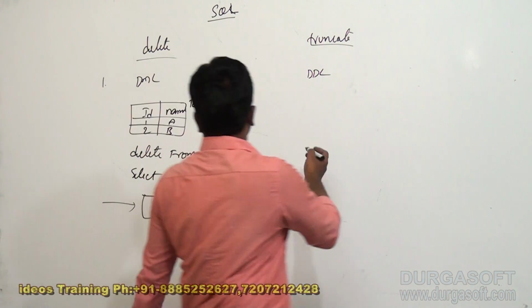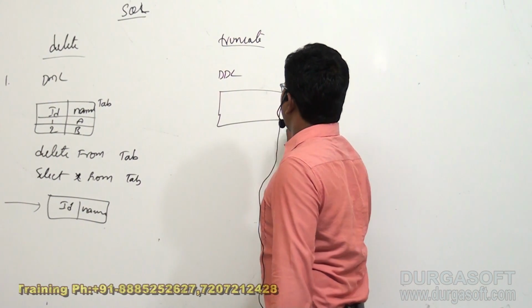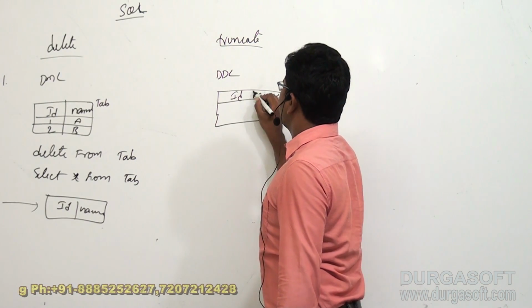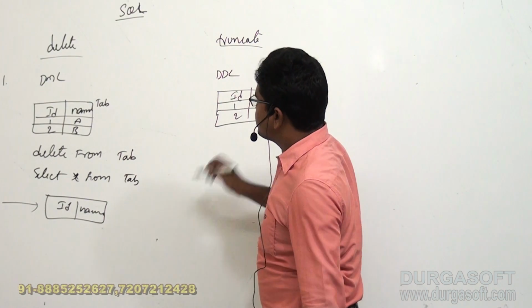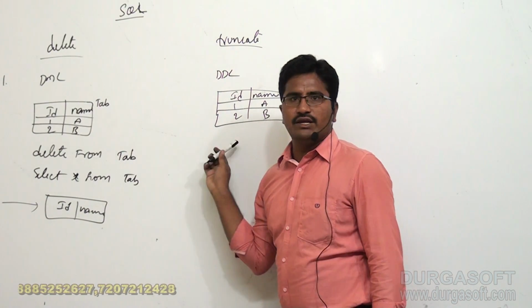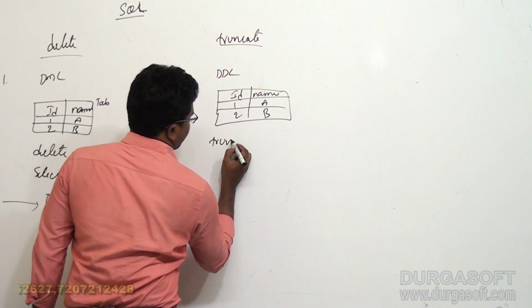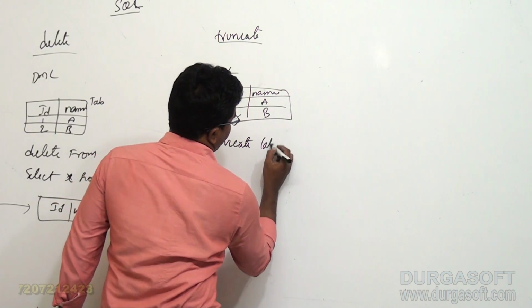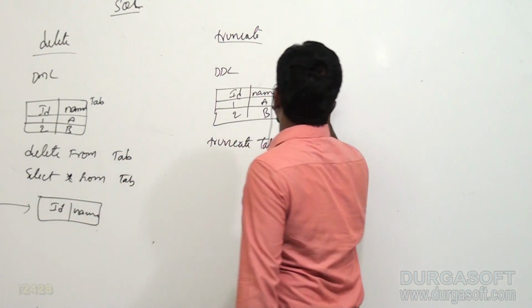The same example, we will see here by using truncate. ID, name, 1, 2, same, A, B. Okay, so here what happens? Here we used delete, right? Here I use truncate now. Truncate, table name is the same, let me take tab, same table only.